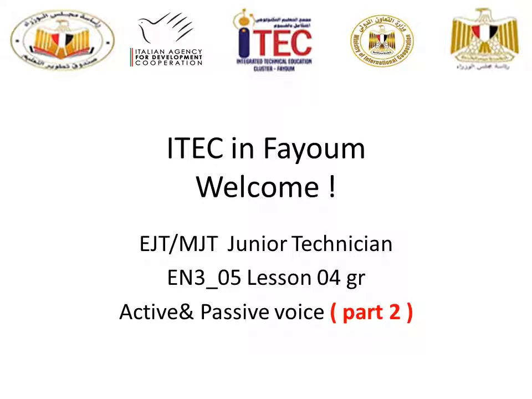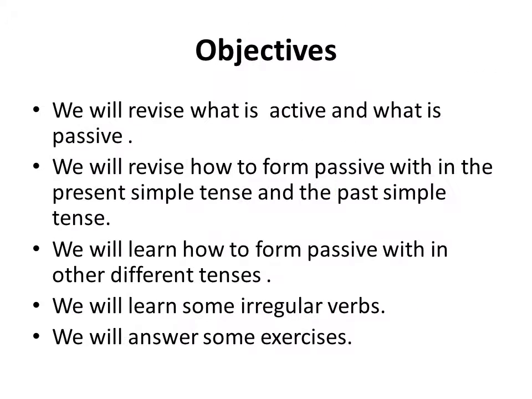Today is a supplement to the active and passive voice, so it's a grammar lesson. Let's know the objectives of our lesson. We will revise what is active and what is passive. We will revise how to form the passive within the present simple tense and the past simple tense. We will learn how to form the passive within the other different tenses. We will learn some irregular verbs. And finally, we will answer some exercises.